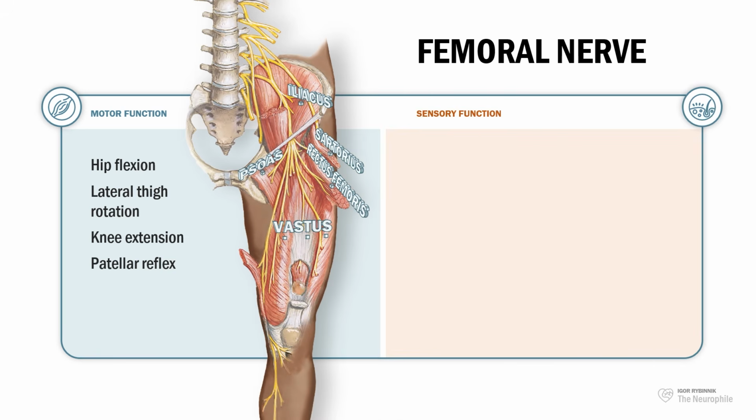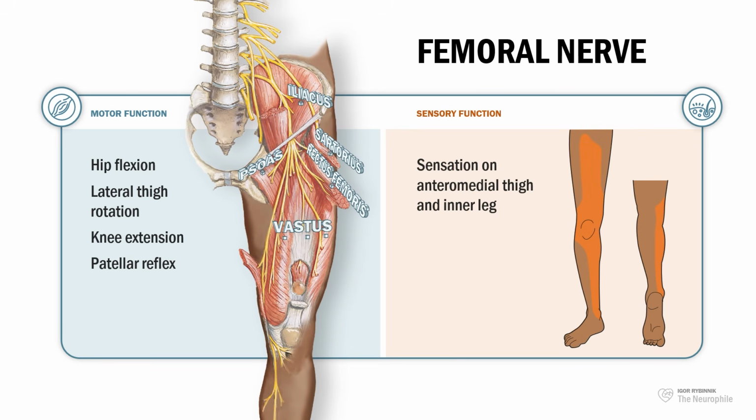What is its sensory supply? You got it! Anteromedial thigh and medial lower leg to the ankle through the saphenous nerve. Remember that sensory innervation of the lateral thigh is the job of the lateral femoral cutaneous nerve. It's a pure sensory nerve straight from L2 to L3, not part of the femoral nerve.